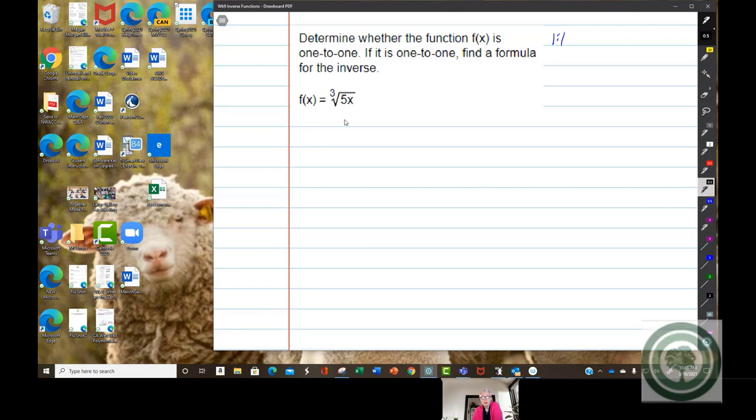All right, now, this looks ugly. Can we do this? Of course we can. Step one, y equals the cube root of 5x. Step two, switch the x and the y. Step three, solve for y.